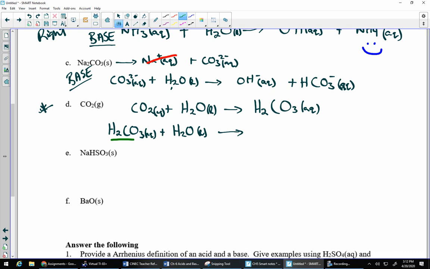We could pretend that we're going to go the other way. If a hydrogen were to go this way, I'd end up with H3CO3 negative, which is not a thing. Definitely not a thing. So I think what's going to happen with this is the H plus is going to be transferred to the H2O. It's going to make H3O.